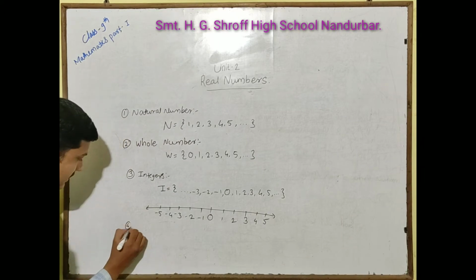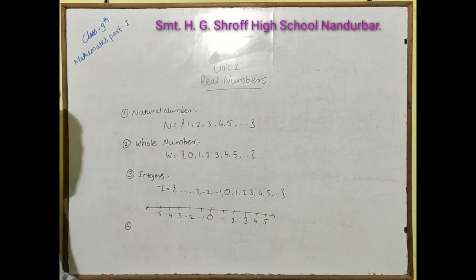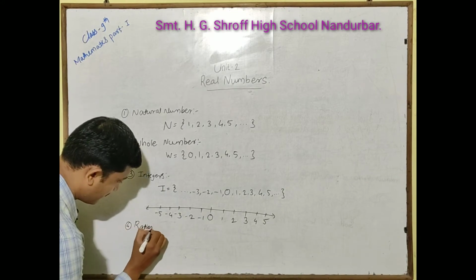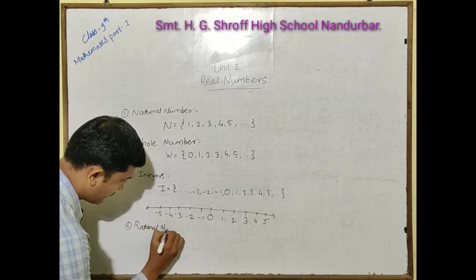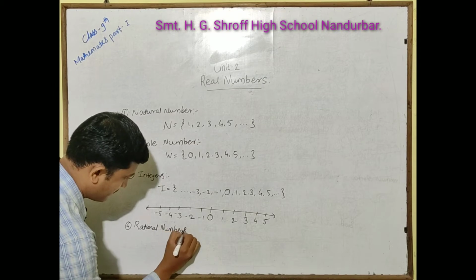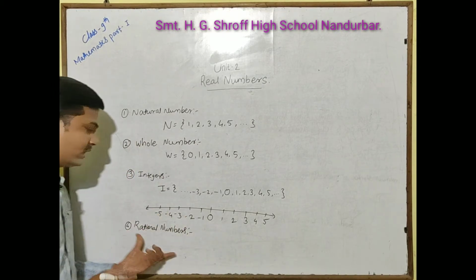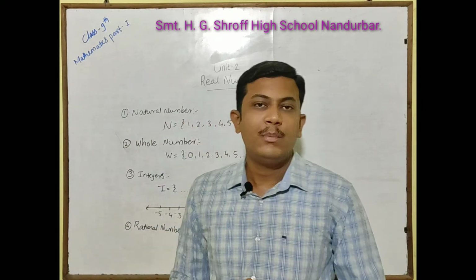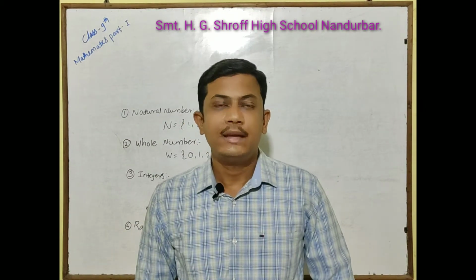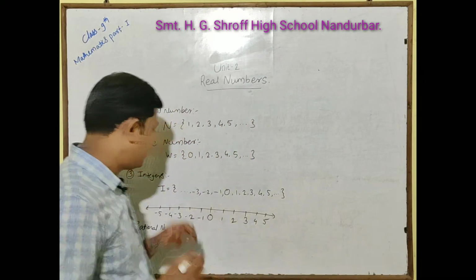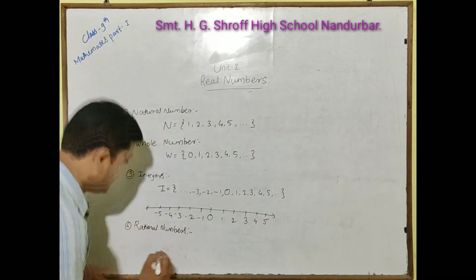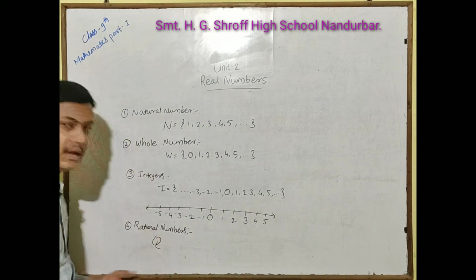The next one is the rational number. The definition of a rational number is a number which is in the form of p upon q, where p and q are integers and q is not equal to 0. It means simply, if you have to write the rational numbers in the form of a set, it is denoted by the symbol capital Q.